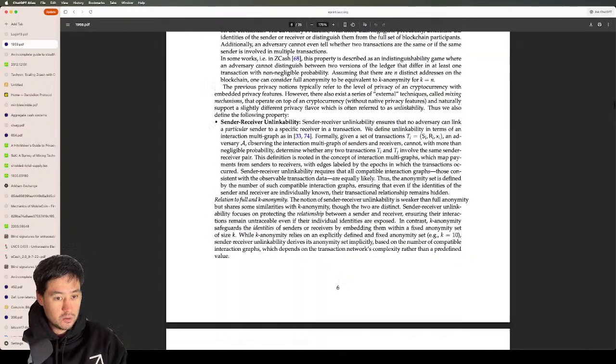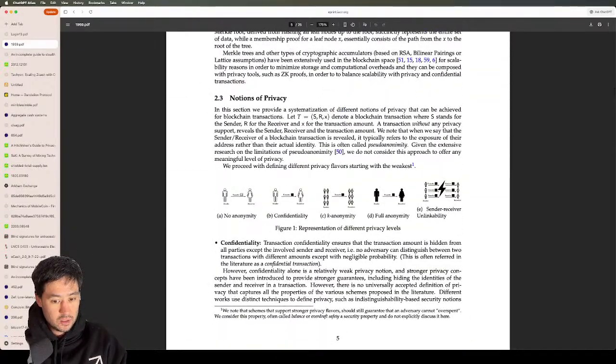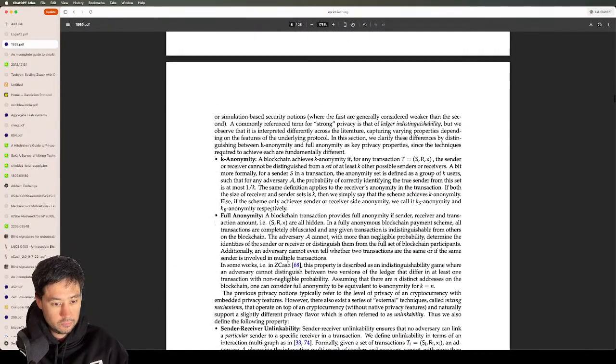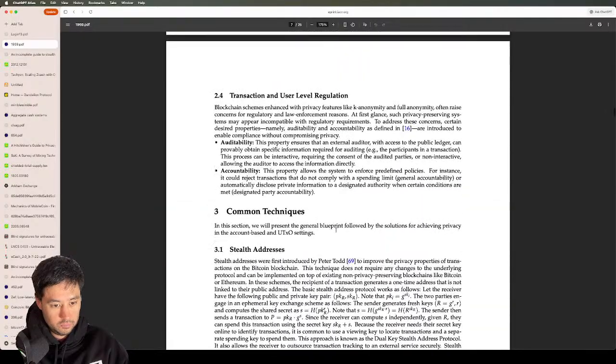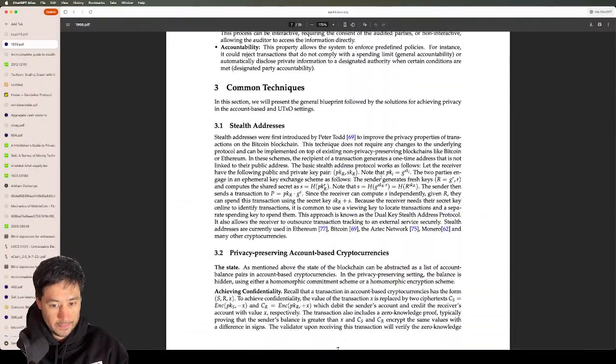Is it a recipient? How do they call it? Anonymity. It's like receiver anonymity. Or what do they say?